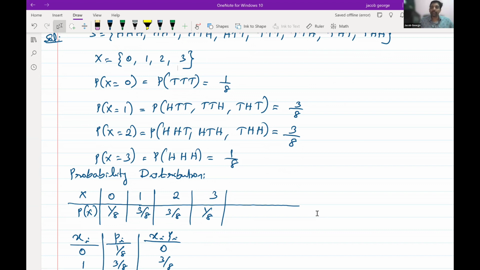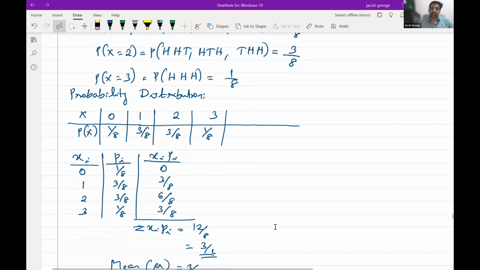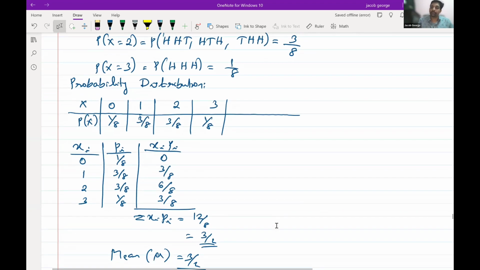Then for mean, you will be writing like this. The same X we copy as vertical column, Xi. Then Pi you will copy, then you have to multiply Xi into Pi, then you will add them, we get sigma Xi Pi, it is the mean. Mean mu is 3 by 2 here. Is it clear? All of you got an idea of random variable, probability distribution and mean.